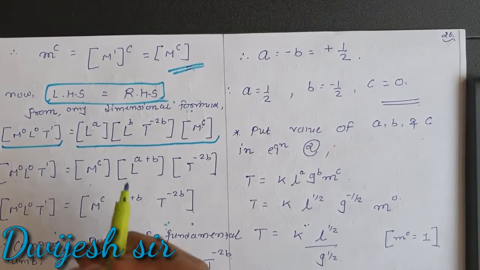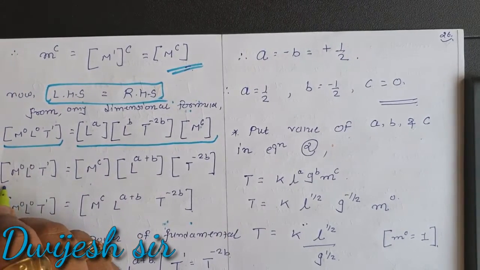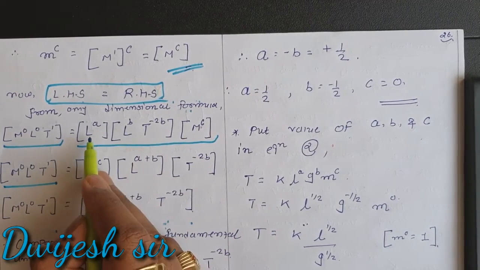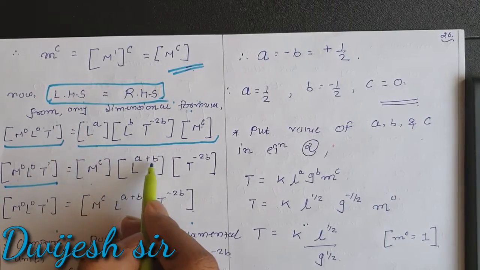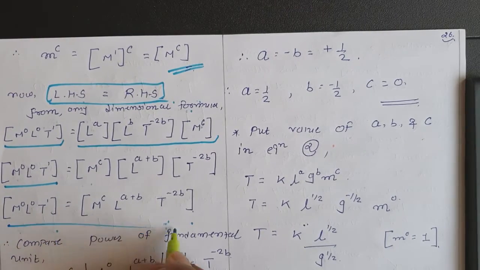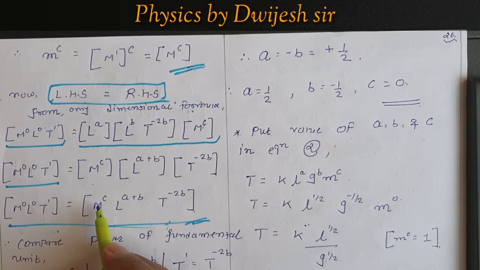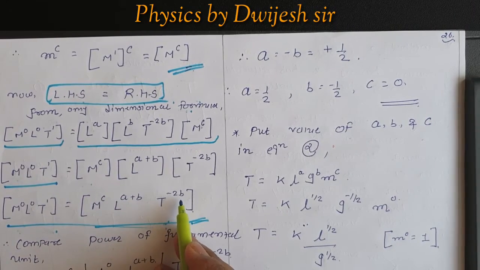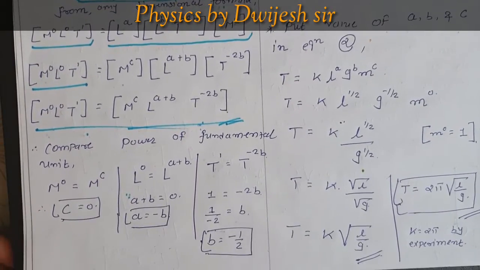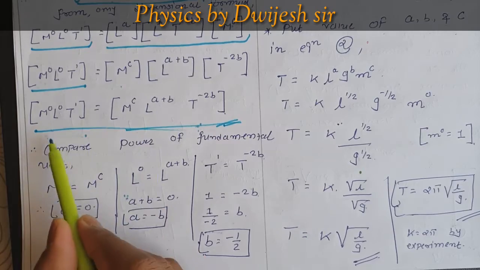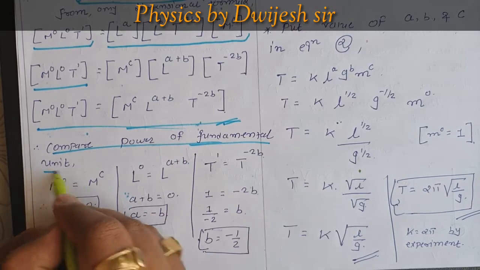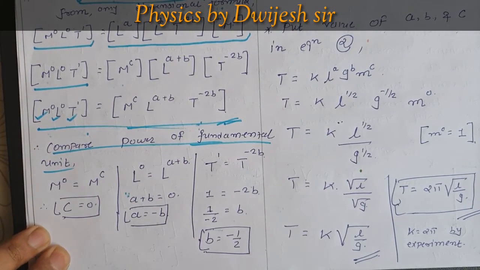Now if we arrange these terms, this is m0 l0 t1. Now m to the power of c, and l to the power of a and b: the bases are the same, so the powers add, a plus b, and t to the power of minus 2b. So we can write m0 l0 t1 equals m to the power of c, l to the power of a plus b, and t to the power of minus 2b. Now what do we have to do? In both sides of the equation, the bases are the same, so we have to compare the powers of the fundamental quantities, which are M, L and T.